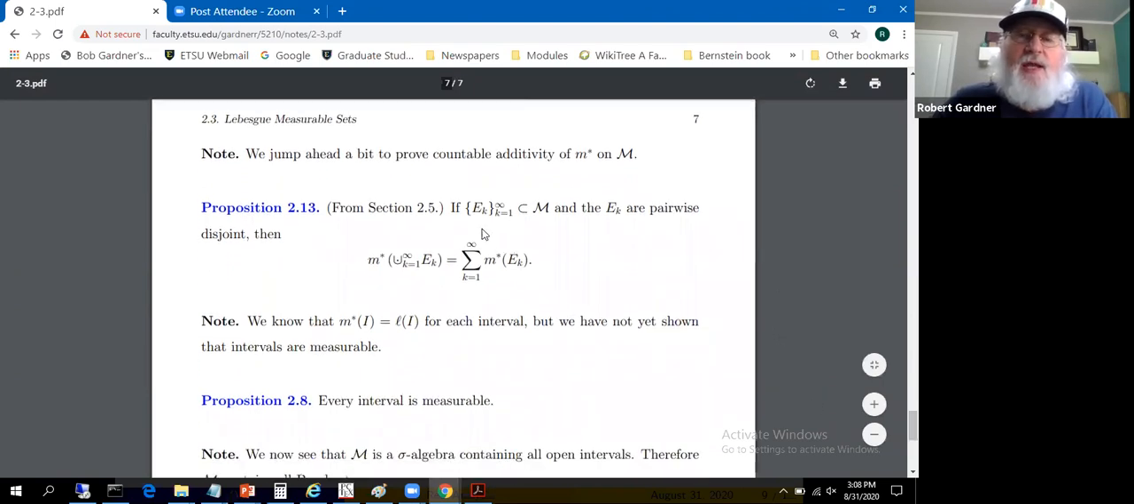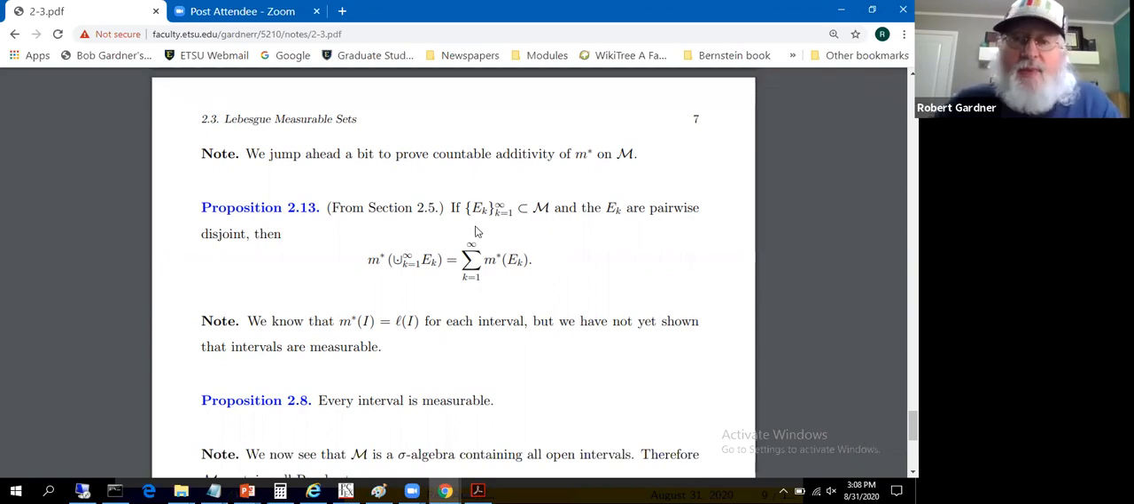So if we take a countable collection of sets, E sub k, k equals 1 to infinity, a subset of calligraphy M, so it's a countable collection of measurable sets, and we require that these sets be pairwise disjoint, so no overlaps between any two of them, then the outer measure of the union is the sum of the outer measures. Countable additivity. So we'll go through the proof of this.